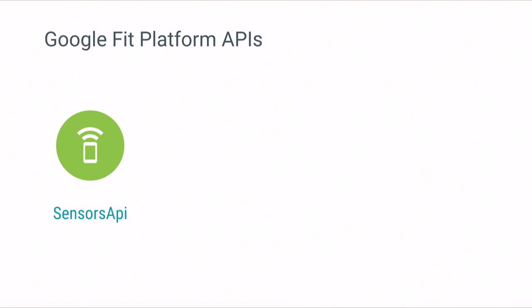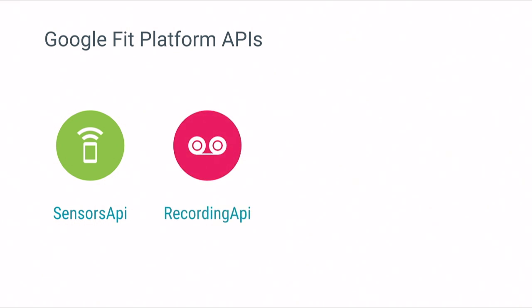First, there's the Sensors API, which gives you access to raw sensor data streams from Android devices and wearable devices sensors, so things like heart rate. Then there's the Recording API. The Recording API does automated storage of fitness data for you using subscriptions. You can subscribe to a data type, and Google Fit will store fitness data for that data type in the background, and it'll persist to the subscription for you.